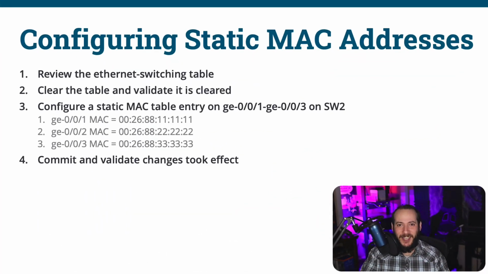In the last section of the lab, we'll be configuring static MAC address entries in the Ethernet switching table. We'll review the Ethernet switching table's contents before clearing it, configure these static table entries, and review the contents of the table again to validate that these static entries are shown as expected. So, without further ado, let's jump in and get started.